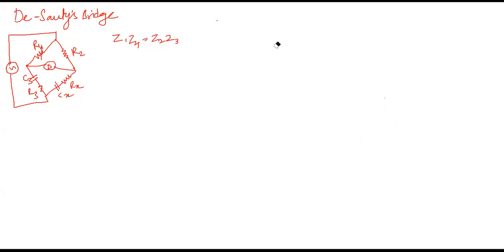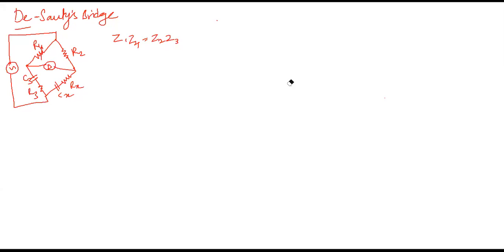So only two bridges remain to explain. One is de Sauty's bridge and the other is Hay's bridge. After explaining these two bridges, we are going to solve numericals based on all the bridges. We have solved numericals of Wheatstone bridge only. After completing these, we will solve numericals based on all these bridges.